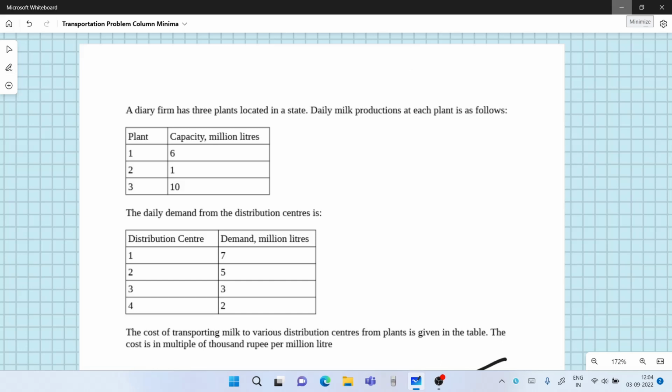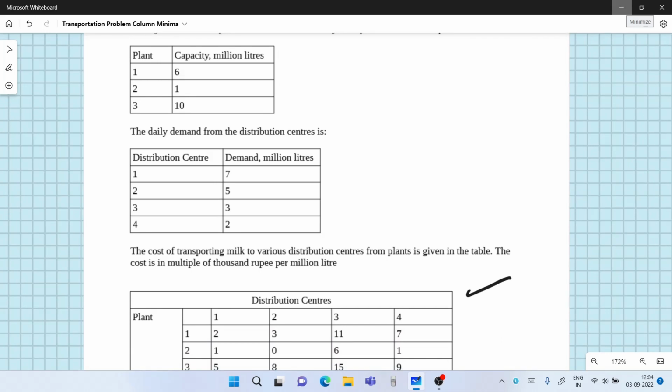A dairy firm has 3 plants located in a state. Daily milk productions at each plant is as follows. Plant number 1, 6 million liters. Plant number 2, 1 million liter. And plant number 3, 10 million liters. The daily demand from the distribution centers are distribution center number 1, 7 million liters. Distribution center number 2, 5 million liters. Distribution center number 3, 3 million liters. And 4 is 2 million liters.